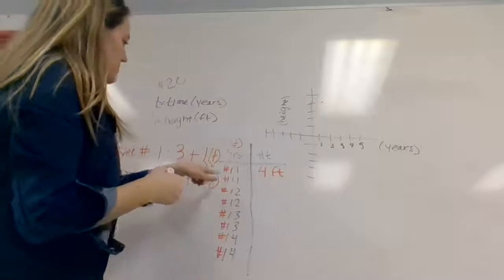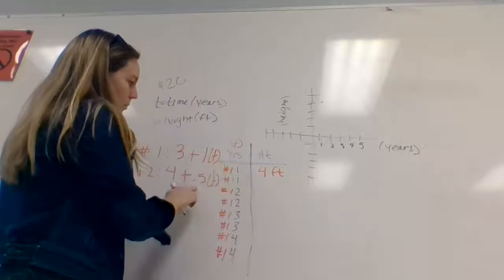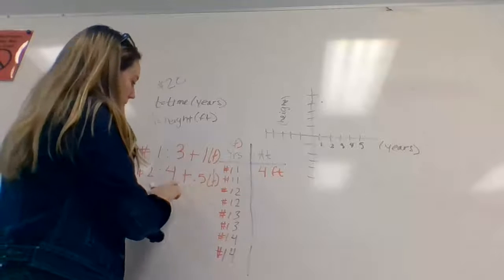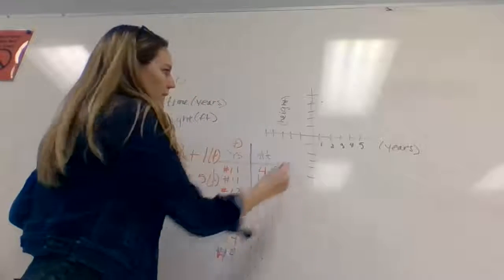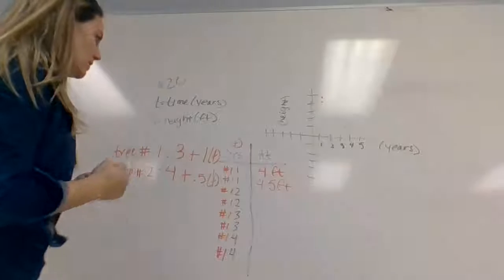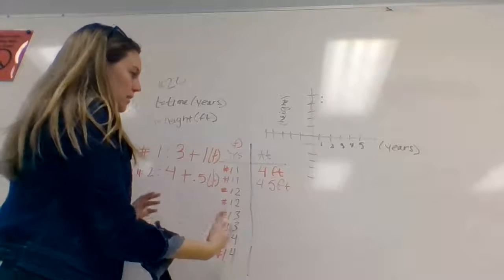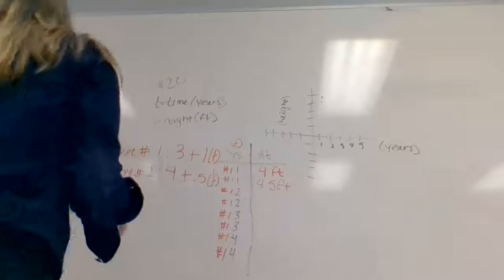And then I'm going to do the same thing for tree number 2. If I plug in 1 here, 0.5 times 1 gives me 0.5. So 0.5 plus 4 gives me 4.5. So at 1 year, it's going to be about 4.5 feet tall. And you're just going to work your way through, trying to figure out where these trees will be the same height.